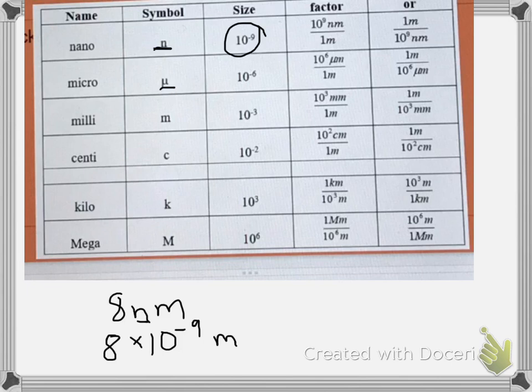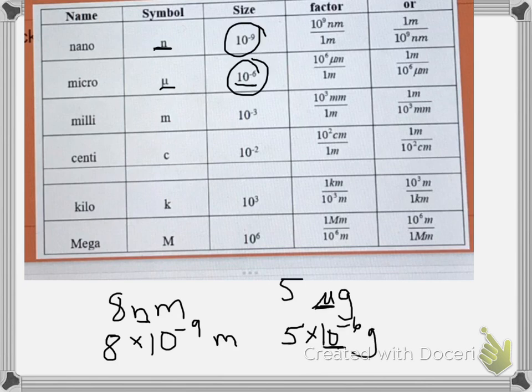If I have micro, let's say I have micrograms, okay, so let's say I have 5 micrograms. This tells me micro means 10 to the negative 6. So this tells me I have 5 times 10 to the negative 6 grams, because micro means 10 to the negative 6. So I'm just replacing 10 to the negative 6 with micro. Okay, so the same goes for all of these other ones, where milli means 10 to the negative 3rd.